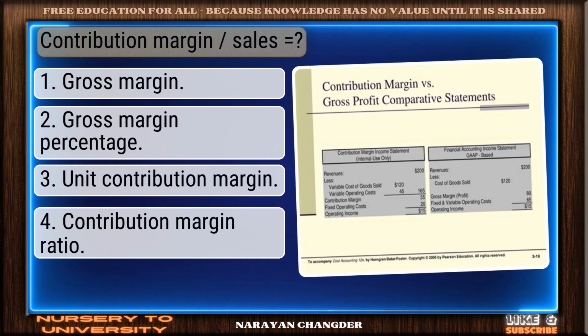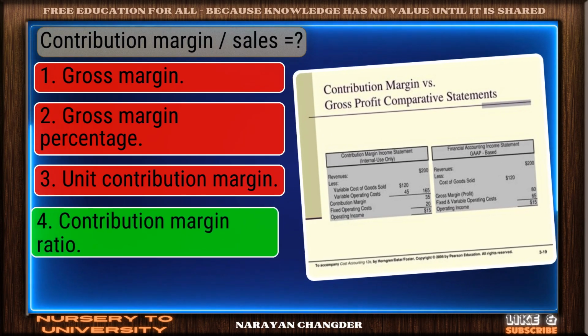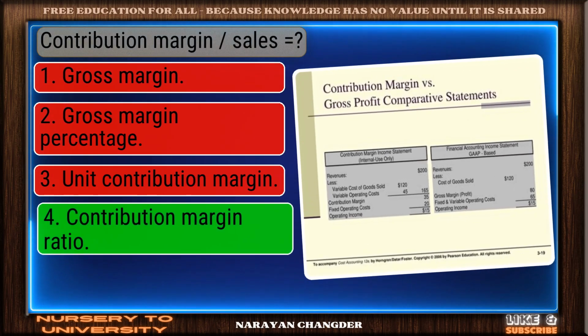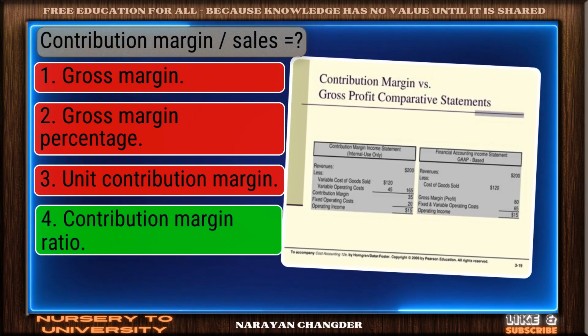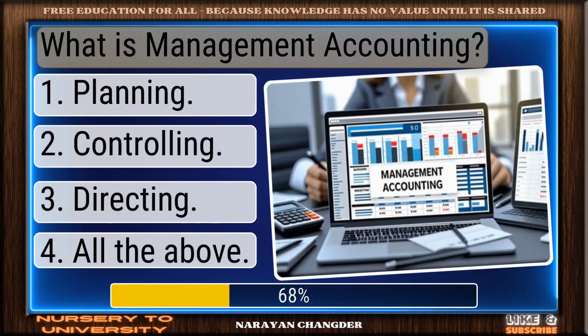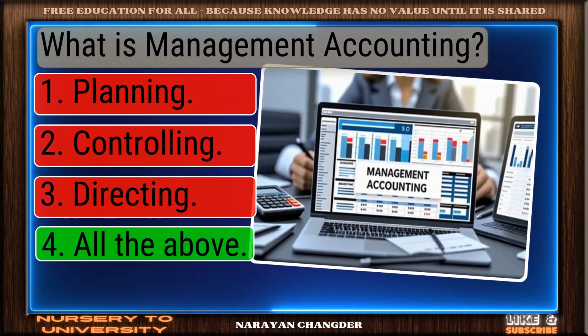Contribution margin over sales equal to. Clear logic. Your choice, contribution margin ratio, is sound and 100% true. What is management accounting? Well picked. All the above is the correct answer.